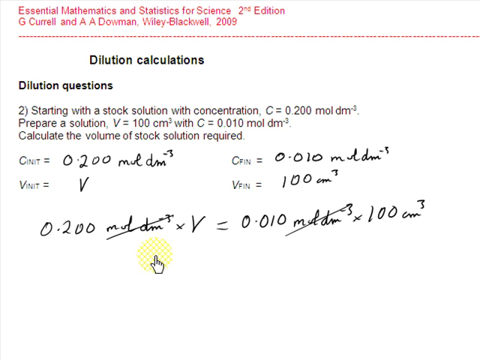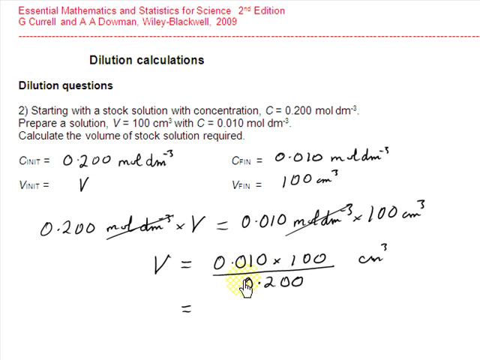Then rearranging the equation that we have, the volume V will equal 0.010 times 100, and this will be centimeters cubed. Then taking the 0.200 from the left-hand side to the right-hand side, it's a multiplier on the left-hand side. It will become a divisor on the right-hand side, so we can work out the value of this volume, and this will give us a volume of 5, and the units will also be centimeters cubed.